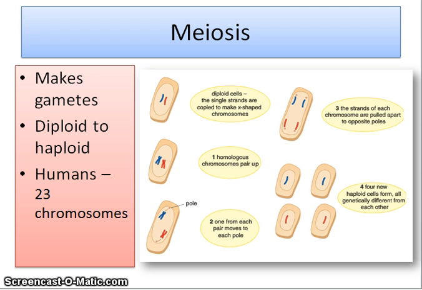Okay, so the real differences then between mitosis and meiosis. Mitosis produces genetically identical cells, whereas meiosis is only used with the gametes, and it produces 4 gametes which are not genetically identical, and they are haploid cells because they have half a set of the genetic information.